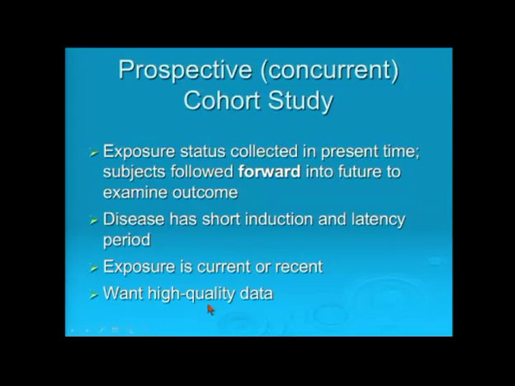And you want really high quality data, because you're collecting it, you know what your research question is, and the data are being collected for your purpose.